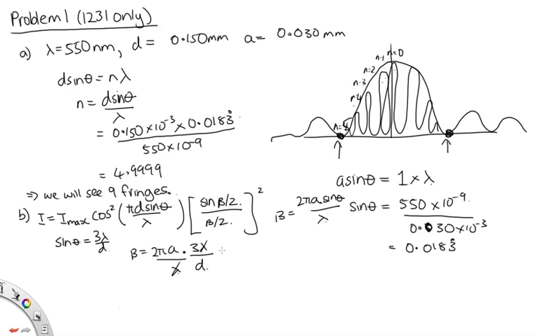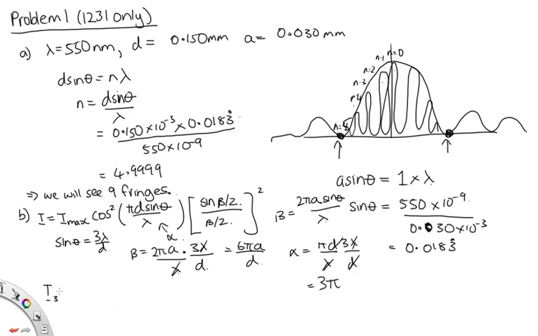So these lambdas will cancel out, and we'll end up with 6 pi a over d. So this is our beta, and let's just look at what happens inside this cos. Let's call this alpha. And alpha is equal to pi d over lambda times sine theta, which is 3 lambda over d. So these d's cancel, and we end up with alpha is equal to 3 pi.